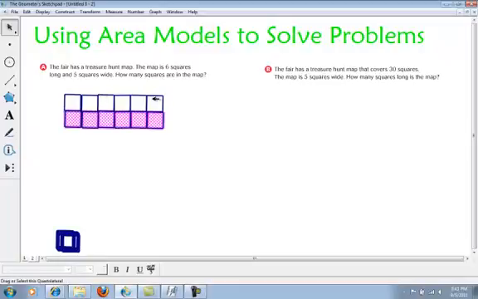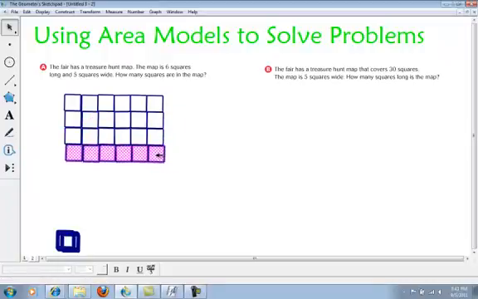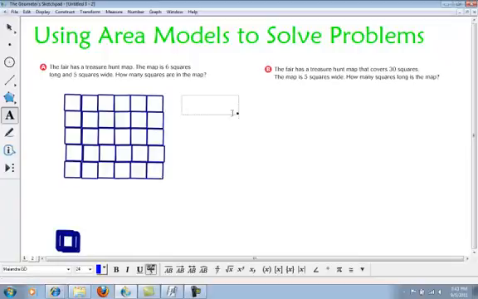So I have 6 squares long. Right now it's only 2 squares wide. Now it's 3 squares wide. Now it's 4 squares wide. Now it's 5 squares wide. And my question is, how many squares are in the map? Well, I can count each square, or if I see that in each column I have 1, 2, 3, 4, 5 squares, I can count by 5s. 5, 10, 15, 20, 25, 30. So I can see here that there are 30 squares in the map.